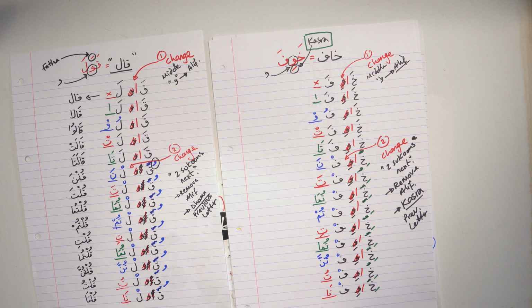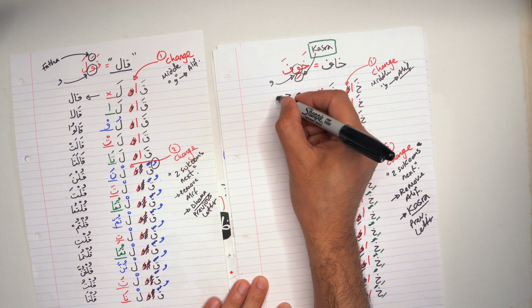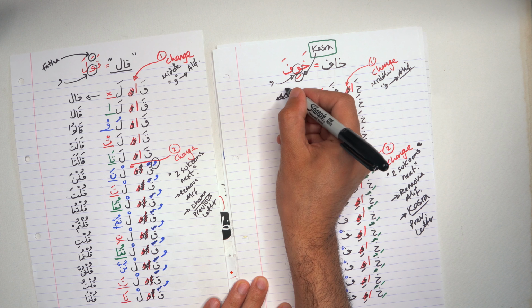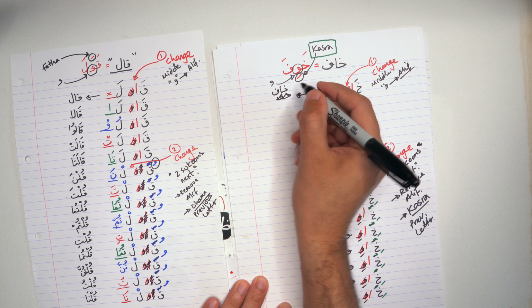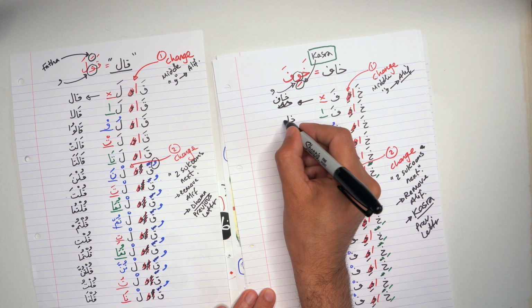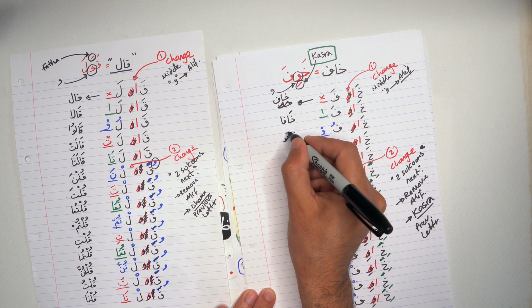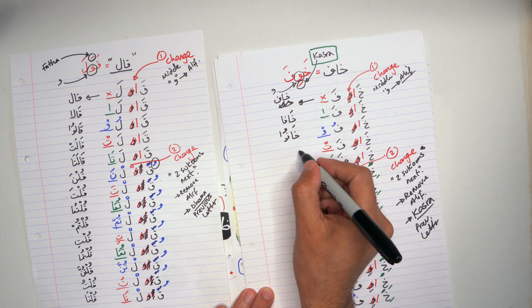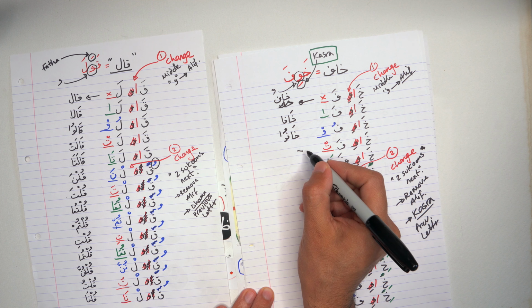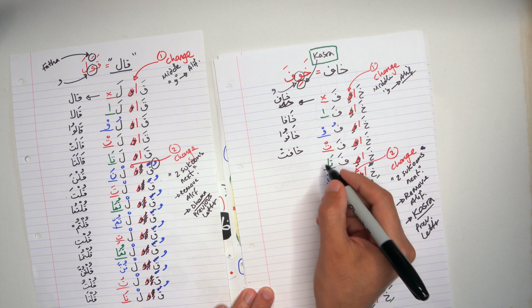Yeah? All right. So now if I was to write this all out, over here, it's going to come out like this then. Khafa, khafa, khafu, khafat, khafata.